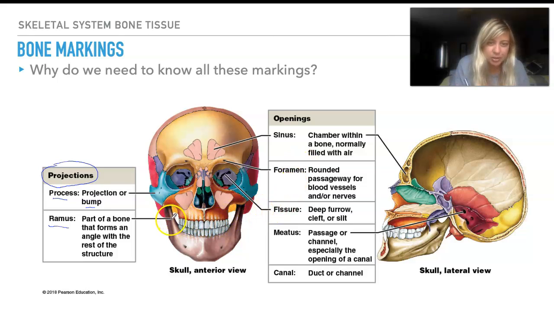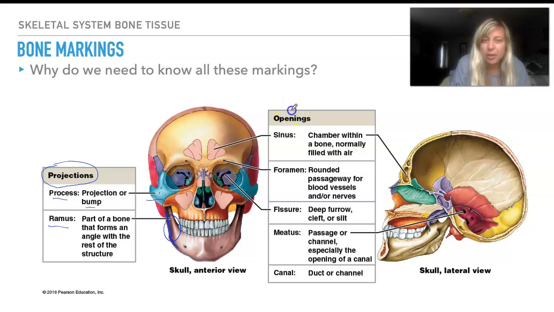So for example, here you're seeing the mandibular ramus, right? And you can see it is coming up at an angle, right? You can see there's kind of an angle here, and it's coming up to make contact with another bone. Over here, this process, our cheekbone, that's our zygomatic process that we see there.